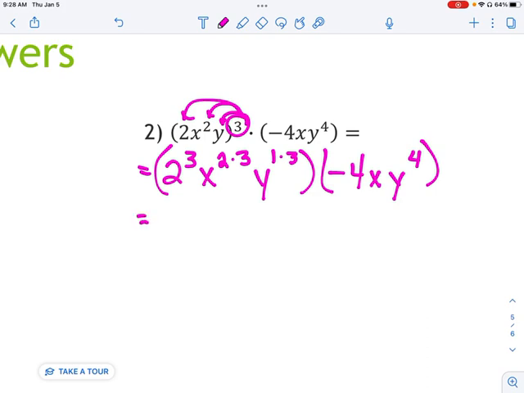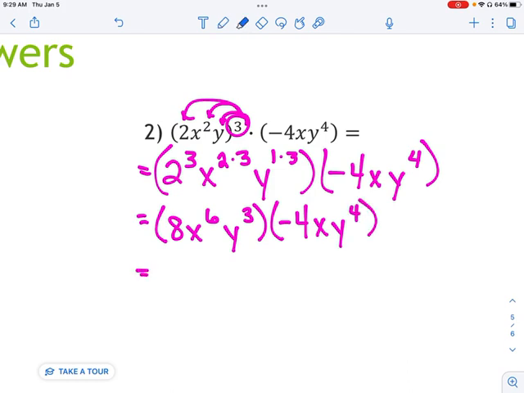So the first thing I'm going to do is simplify the first part here. So 2 to the 3rd, that's going to get me 8, x to the 2 times 3 gets me 6. Y to the 1 times 3 gets me y to the third. And I'm going to multiply that by negative 4x, y to the fourth.